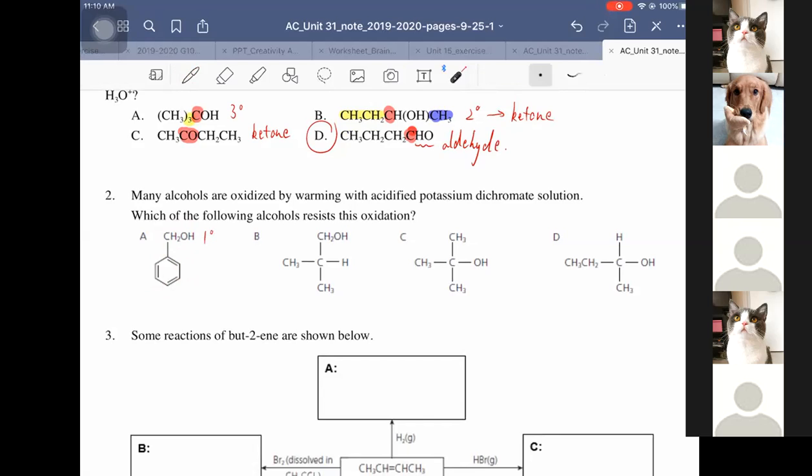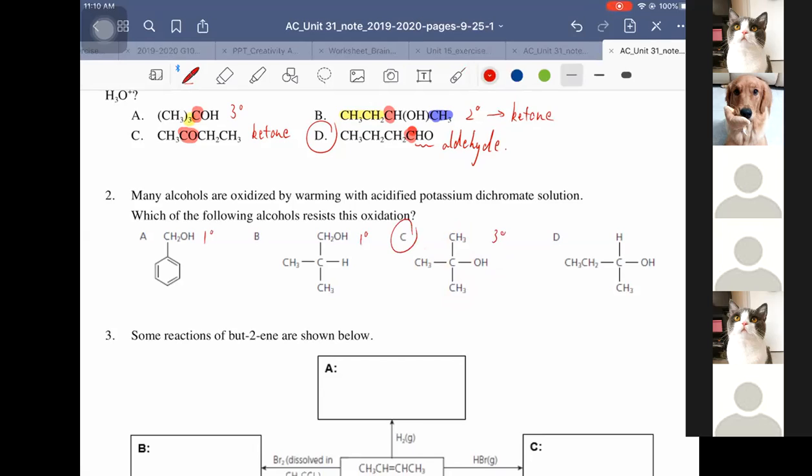For the second one, this is the carbon that the hydroxyl group is attached to. Again, it's attached to one alkyl group here. So again, that's a primary alcohol. How about the third one? That's a carbon that the hydroxyl group is attached to, and for this carbon, you can see there are 3 methyl groups attached to it. So this is a tertiary alcohol, and tertiary alcohol cannot be oxidized by acidified potassium dichromate. So we should choose C.